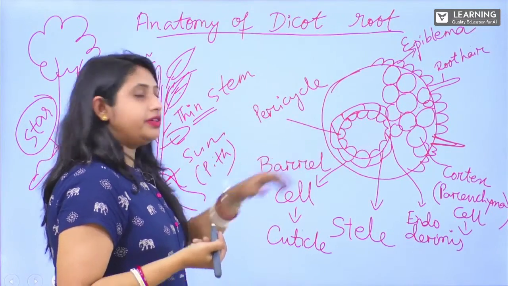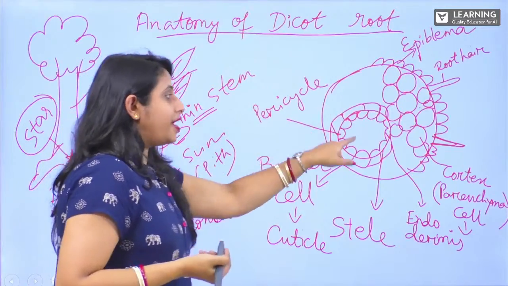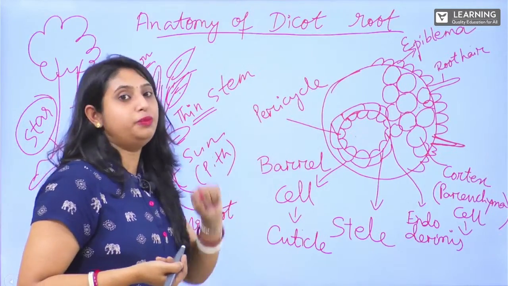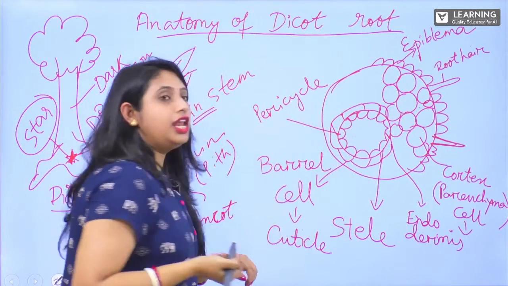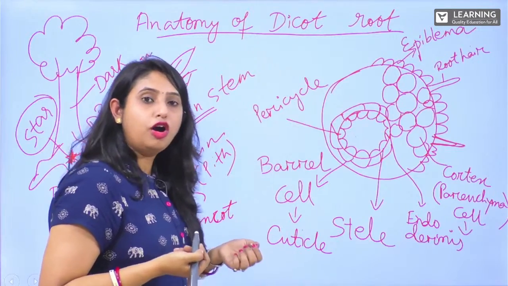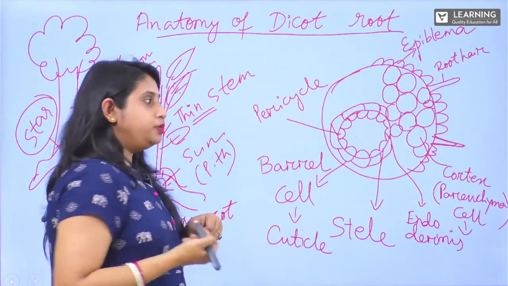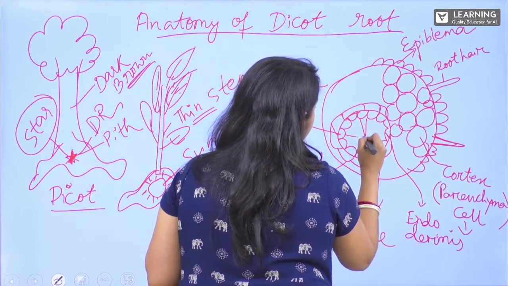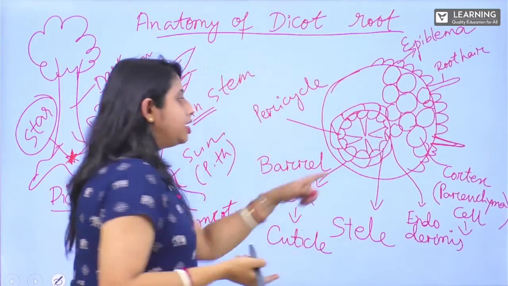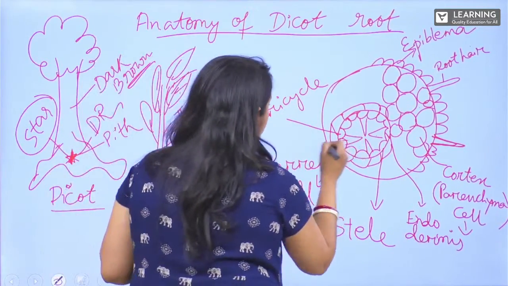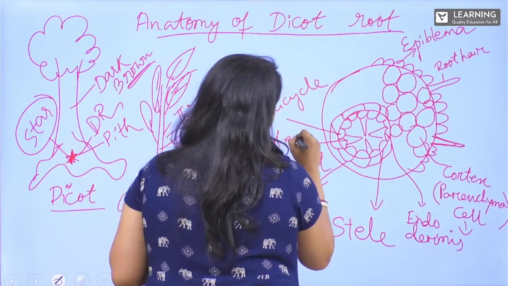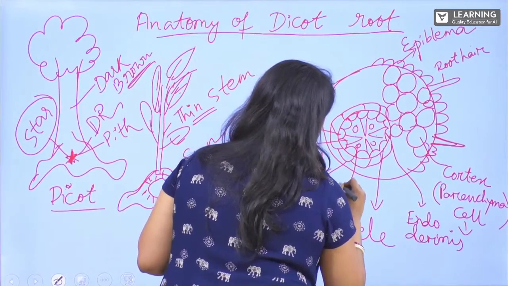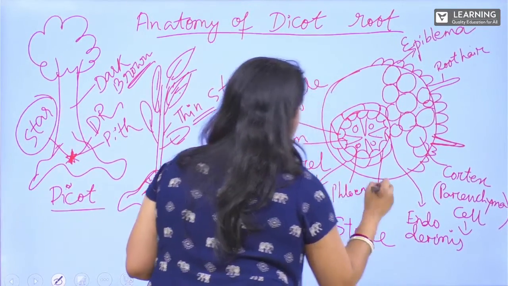Now inside this pericycle, what is present? Inside the pericycle, your vascular tissues, that is xylem and phloem, will be present. So here the xylem and phloem are arranged in a radial arrangement. Okay, so this one is your xylem, and near the xylem, you will see the phloem. This is your phloem. All right.